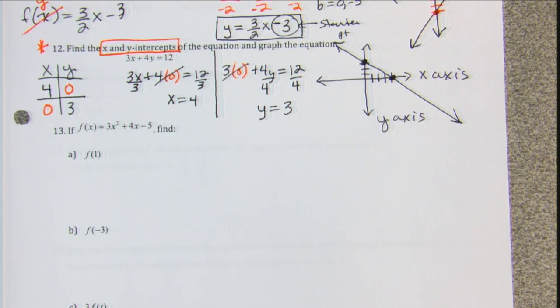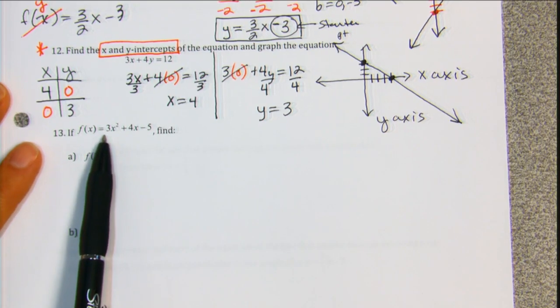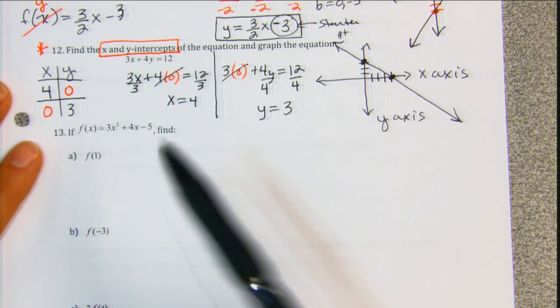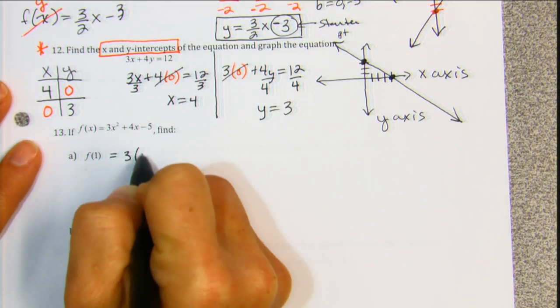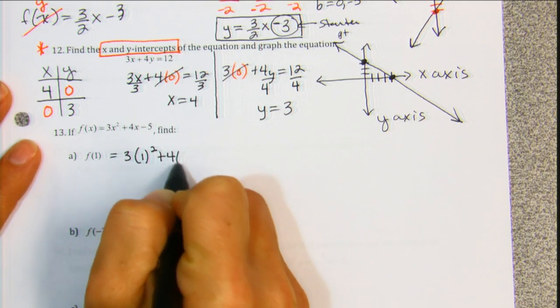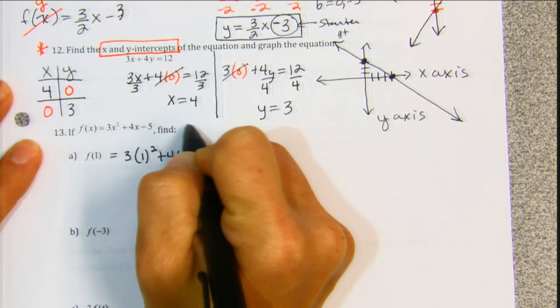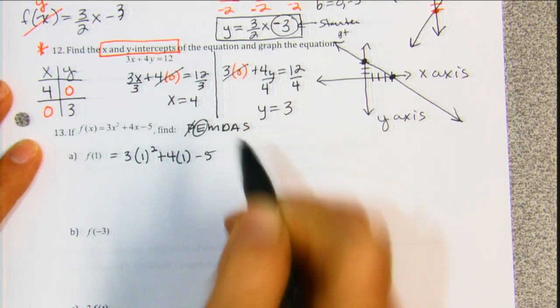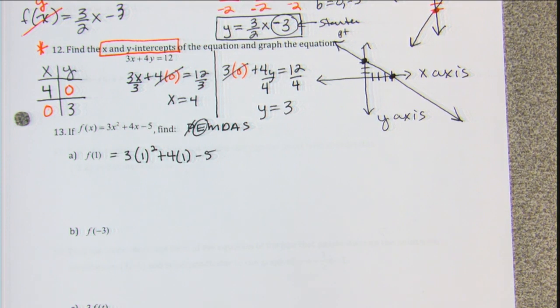Okay, let's look at number 13. We do have one where we are working with functions. This was from your topic 2.2 stuff. It says if f of x equals, and they give you a polynomial, find f of 1. So it's basically like you're putting 1 in for x. So 3 times 1 squared plus 4 times 1 minus 5. Don't forget, this is kind of the thing I see here. If there's an exponent, you have to do the exponent first. Don't multiply 3 times 1 and then square it. That's where you're going to have a mistake.